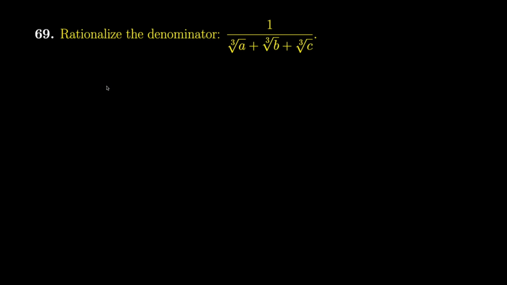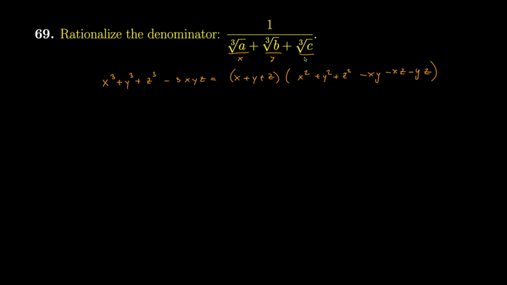First we want to recall the following formula. This is one of the very common formulas. If you have the sum of cubes minus 3xyz, you can factorize this as x squared plus y squared plus z squared minus xy minus xz minus yz. So that's the expression. Imagine that this is x, this is y, and this is z.